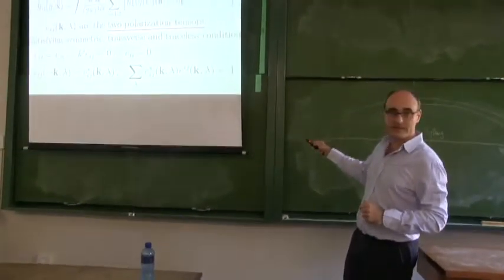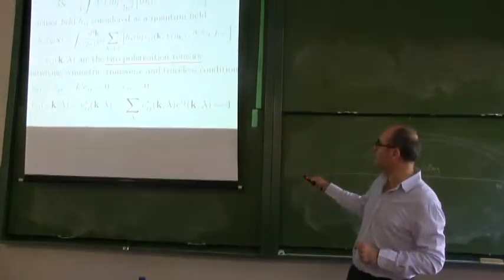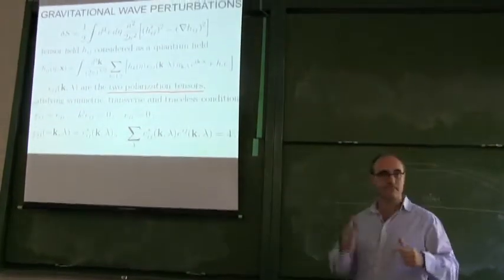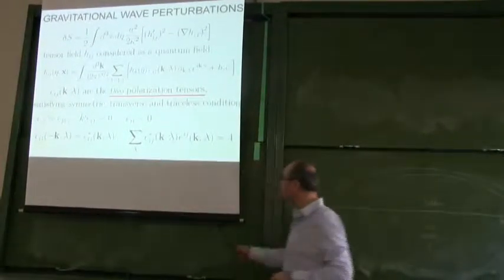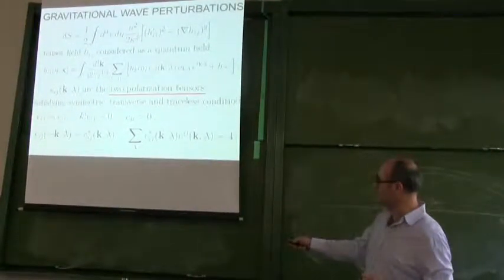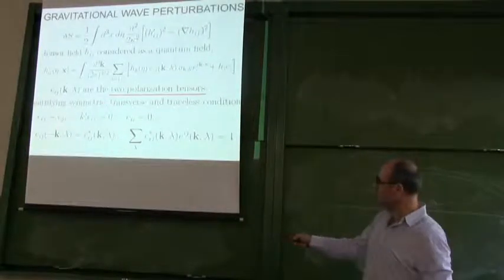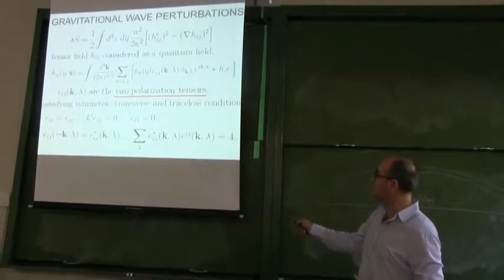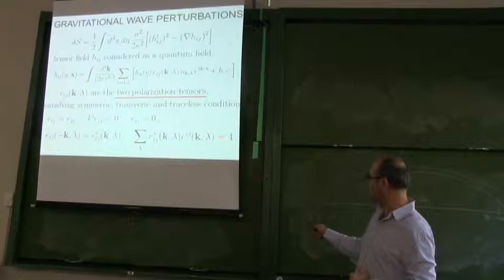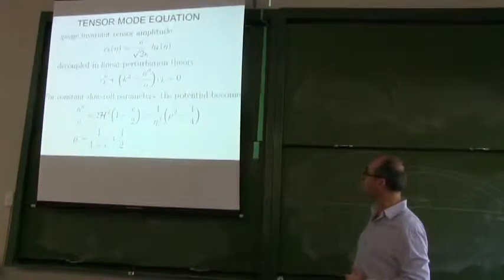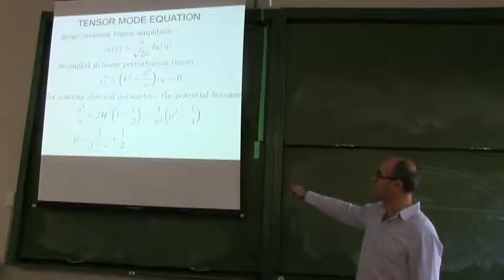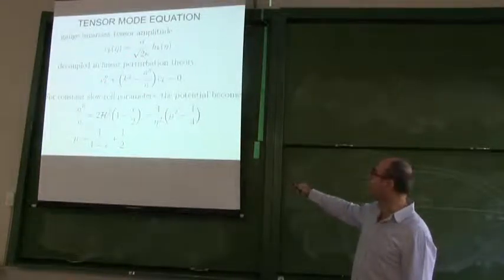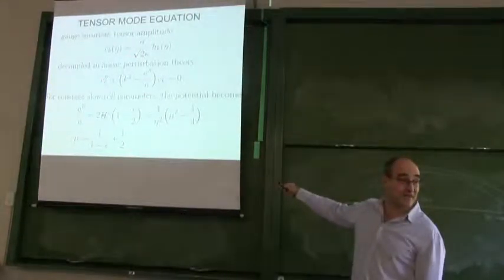There will be, rather than just a single number, two polarization tensors, the plus and the cross, polarizations of the gravitational wave, the symmetric, transverse and traceless. These conditions tell me that there are certain properties between these polarization tensors, and the sum of these is just 4. Okay, the amplitude satisfies a linear differential equation, second order, which is very similar to that of the scalar.